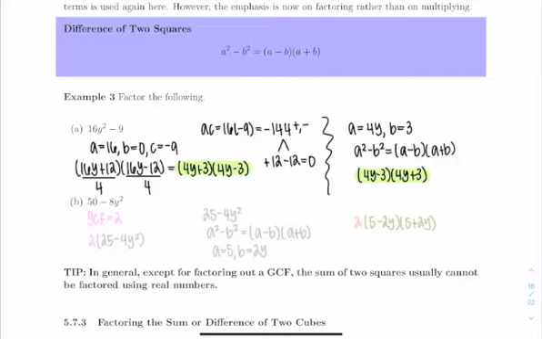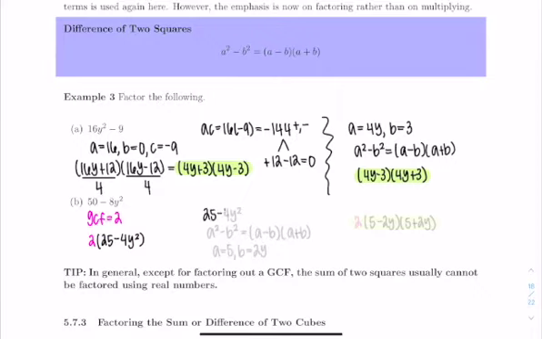Let's go ahead and try the next one. First things first is to find if we have a GCF, which we do in this case. We can take a 2 out. And so what I have left over is 25 minus 4y squared. Let's go ahead and just use the formula in this case. You'll notice that the first term, 25, is a perfect square, and 4y squared is also a perfect square.